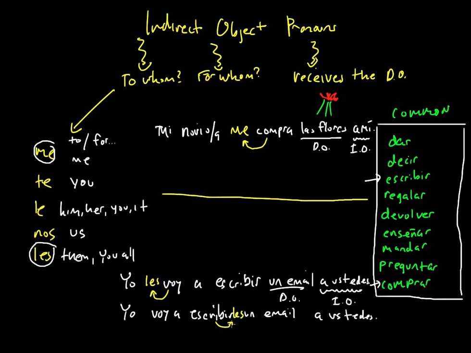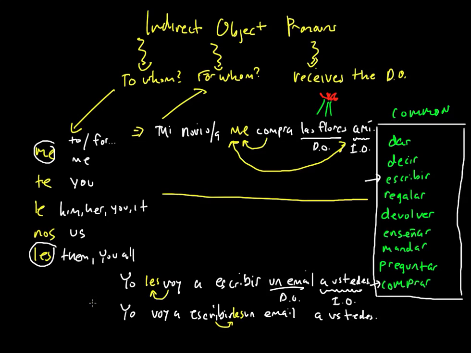Okay? So let's go back to this first sentence here, or the first example. Mi novio or mi novia me compra las flores a mí. Okay? So it answers the question, for whom, right? So for whom are the flowers? Well, the flowers are for me, okay? And always remember that this me here has to agree with a mí, okay? So there has to be agreement.